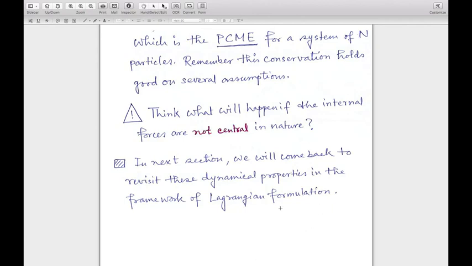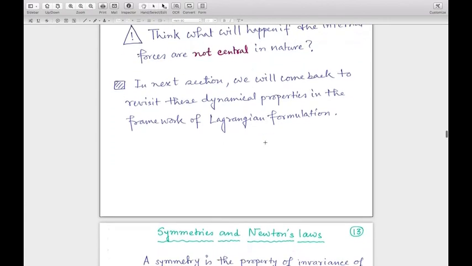Okay, so that's all about the first lecture. Of course, in the next week we will be coming back to all these dynamical properties in a different framework, which is the framework of Lagrangian and Hamiltonian, which is an analytically very useful formalism for classical mechanics. Okay, thank you very much.